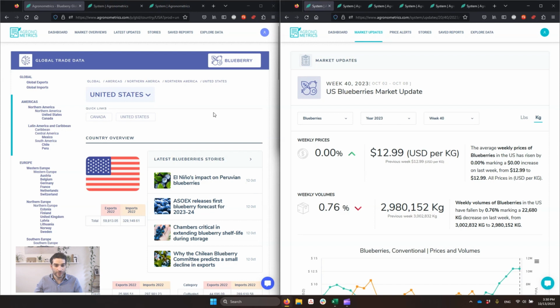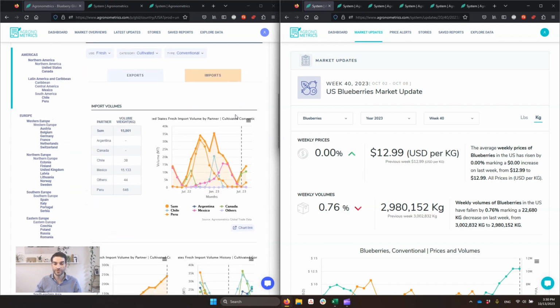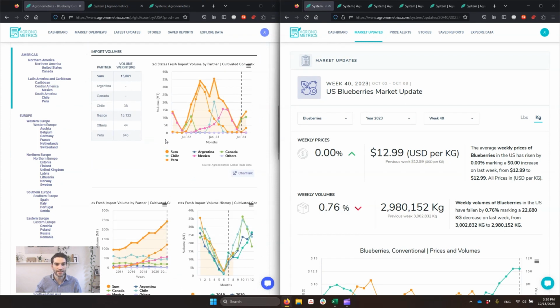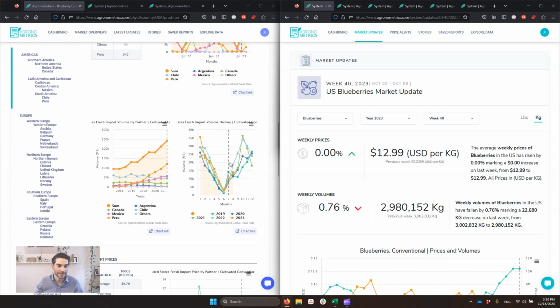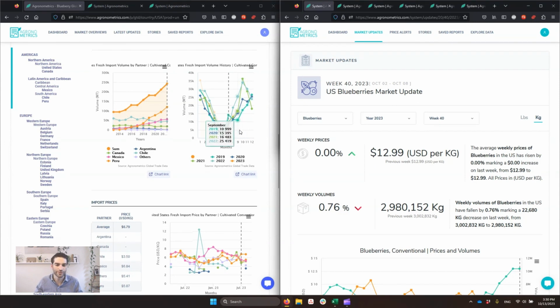So we have two dashboards that kind of give an overview of what's going on within each market. They both have a lot of charts. For example, we can look at the global trade data system. We see the volumes by origin. So these are arrivals in imports into the US by origin. We've got the last 10 years. We've got this season compared to the last 4 seasons, reviewing a lot of the information that we saw in the previous video about Peru.